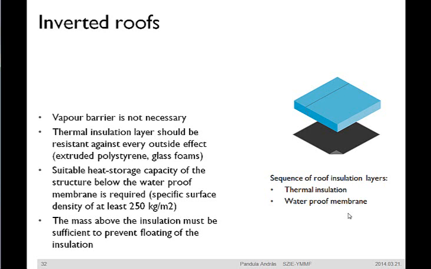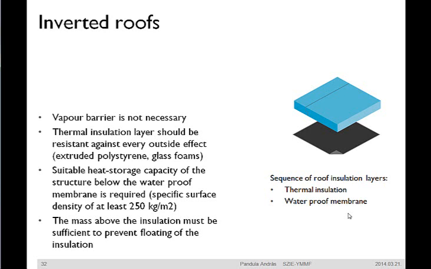For this reason, we can use only closed cell polystyrene heat insulation material, so extruded polystyrene, or we can also use foam glass. It is also mentioned that we need a suitable heat storage capacity below the waterproofing membrane. It means that the surface density of the load-bearing structure should be at least 250 kg per square meter. If we have a lighter load-bearing construction than this, we should provide a vapor barrier as well.